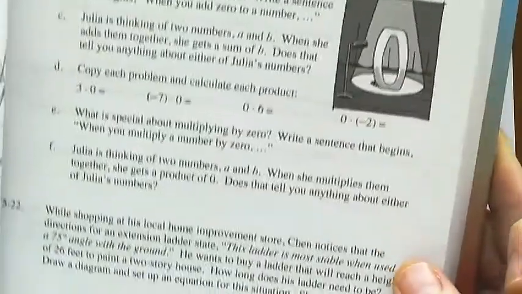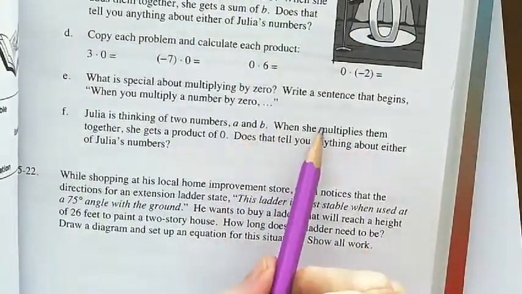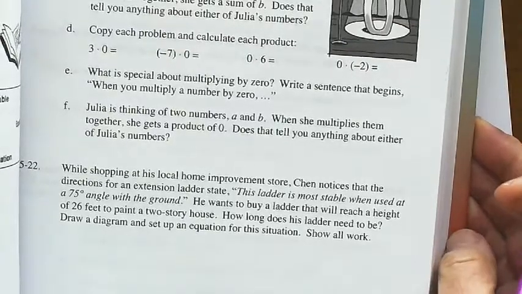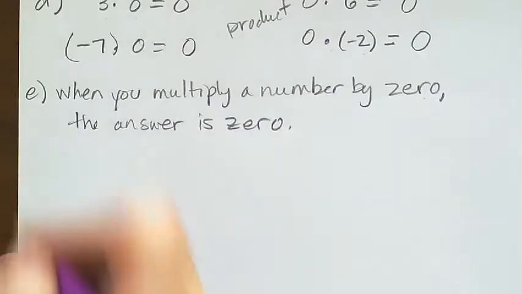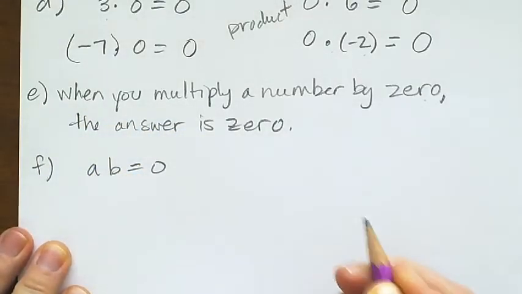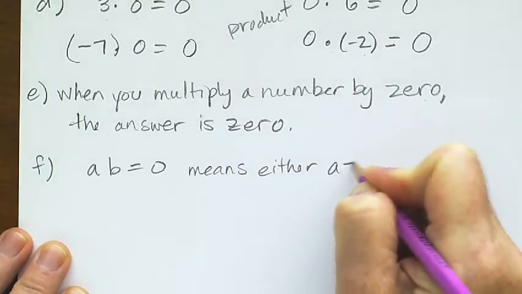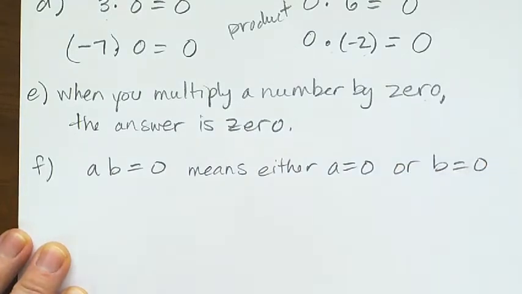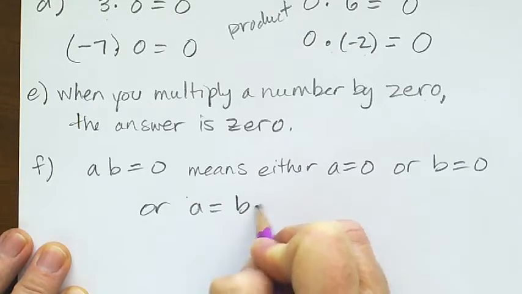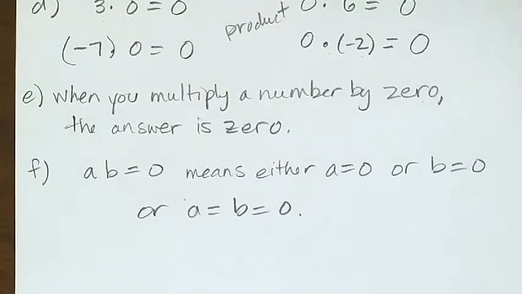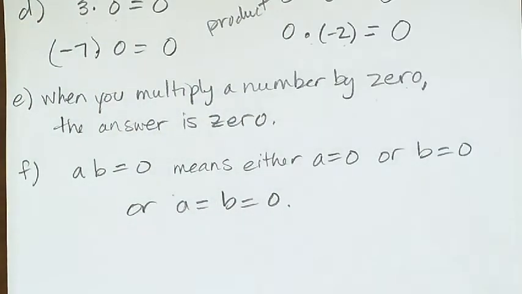Okay, so part F, Julia's thinking of two numbers, A and B. When she multiplies them, she gets a product of 0. Does that tell you anything about either of Julia's numbers? Okay, well, she's multiplying A and B. She's getting 0. That means either A equals 0 or B equals 0, or A and B equal 0. Okay, now you might have been thinking, what was the point of that? It will become clear very soon. Let's move on with 522 for now.